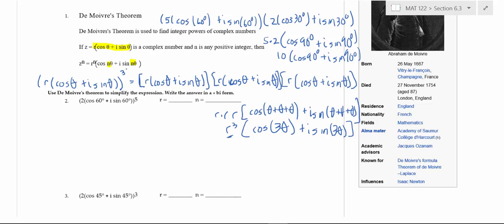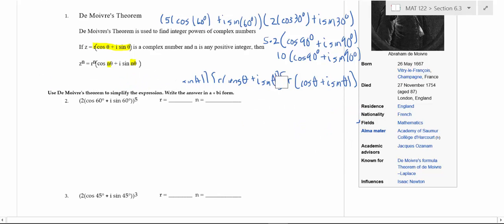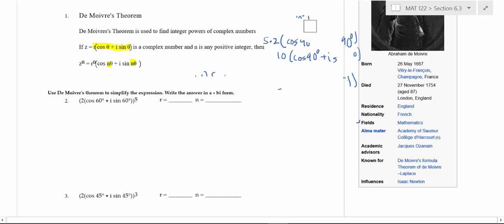Okay, now what I'm going to do is erase some of this that I've done up here, and I'm going to run through some examples of using de Moivre's theorem. Okay, so that's the idea behind that.